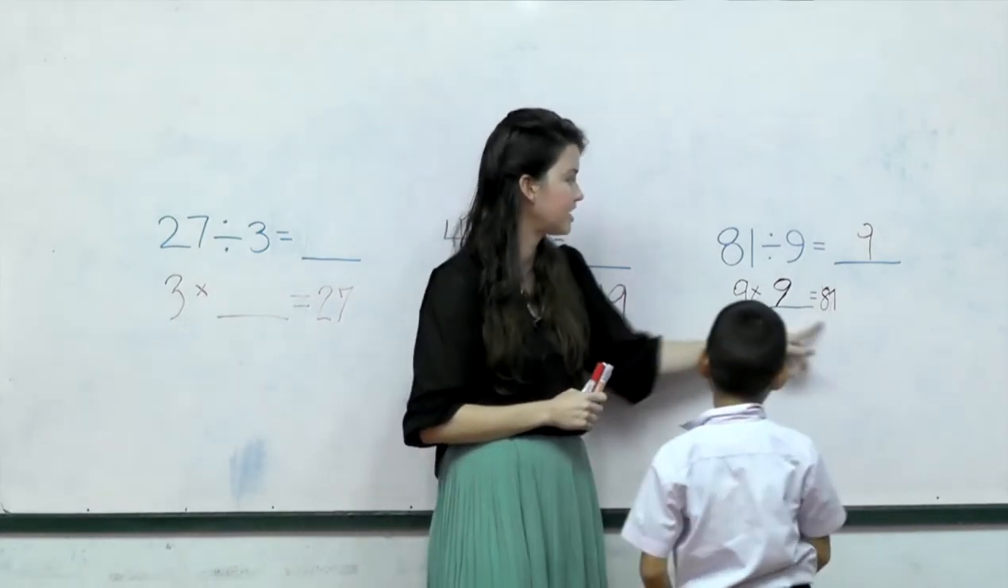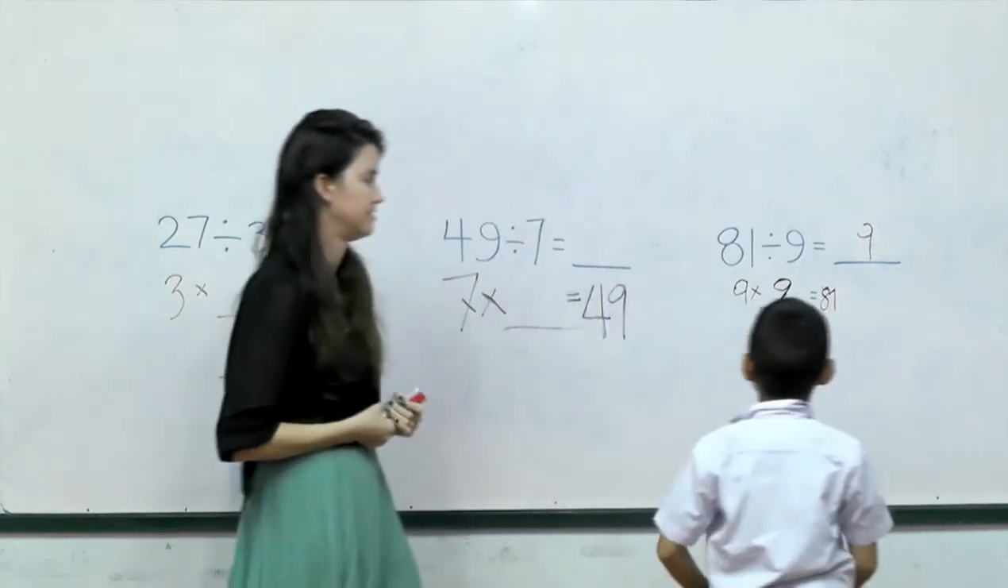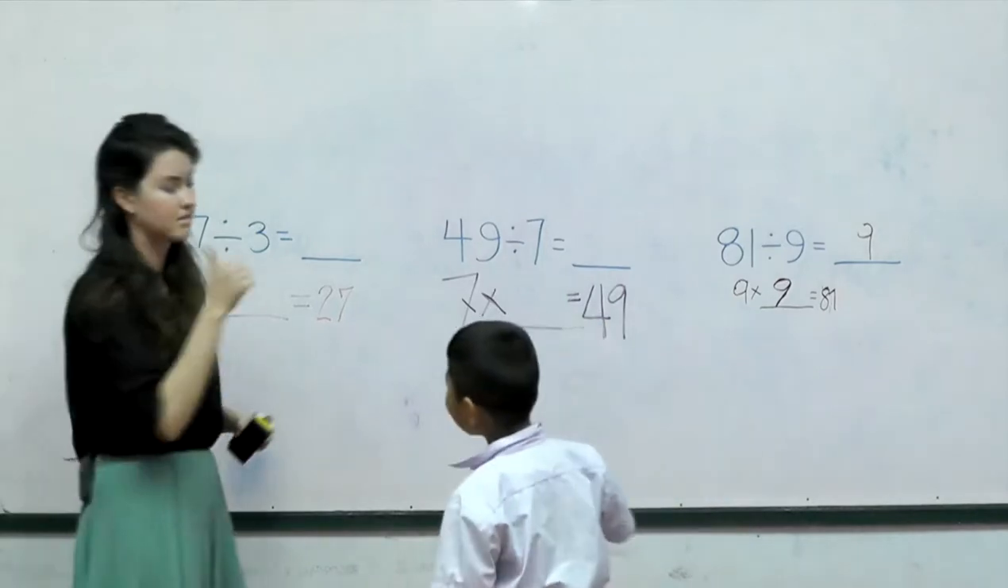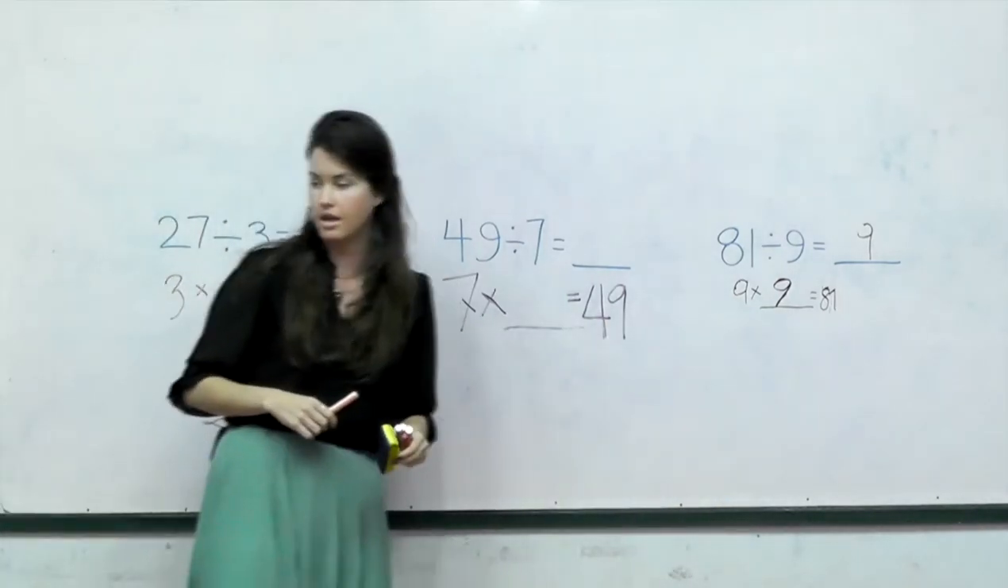81 divided by 9 equals 9. Good. And how did you change this to be times multiplication? 9 equals 8. Beautiful. Okay.